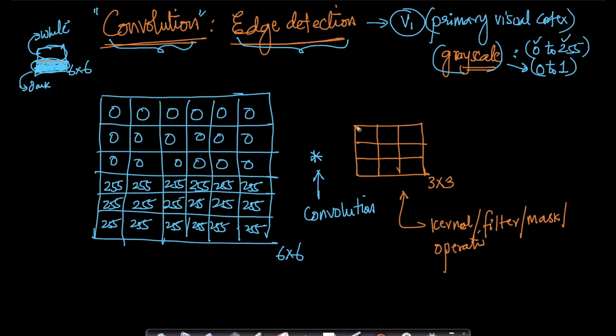So let's assume this matrix has values like this. I'll explain why these values and things like that. Let's assume I have a 3 by 3 matrix that has values like this: -1, -2, and -1.